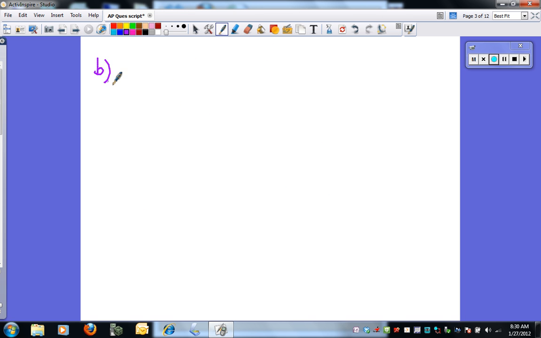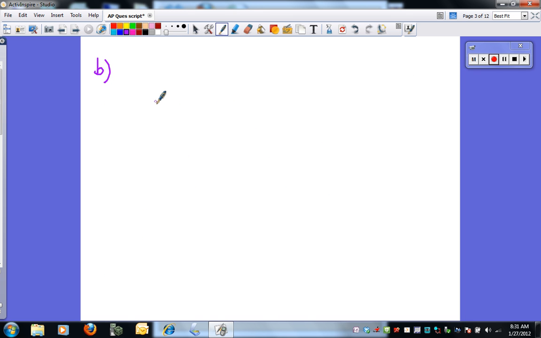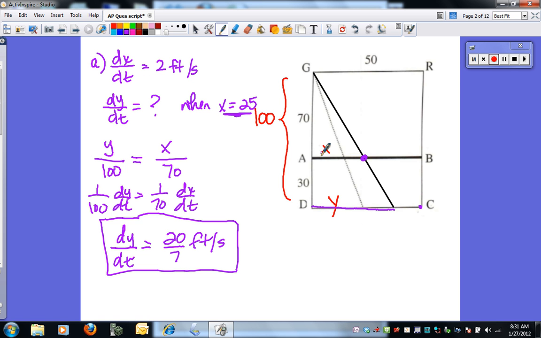So here's part B. Part B says, how far from point A is the tightrope walker when the shadow of her feet reaches the base of the opposing building? Indicate units of measure. So now we're looking for when this shadow is here at C. So we've got to remember that. So when that is there, let's look at this. We're going to use a similar proportion. But this time we're going to talk about x. That's going to be this distance.